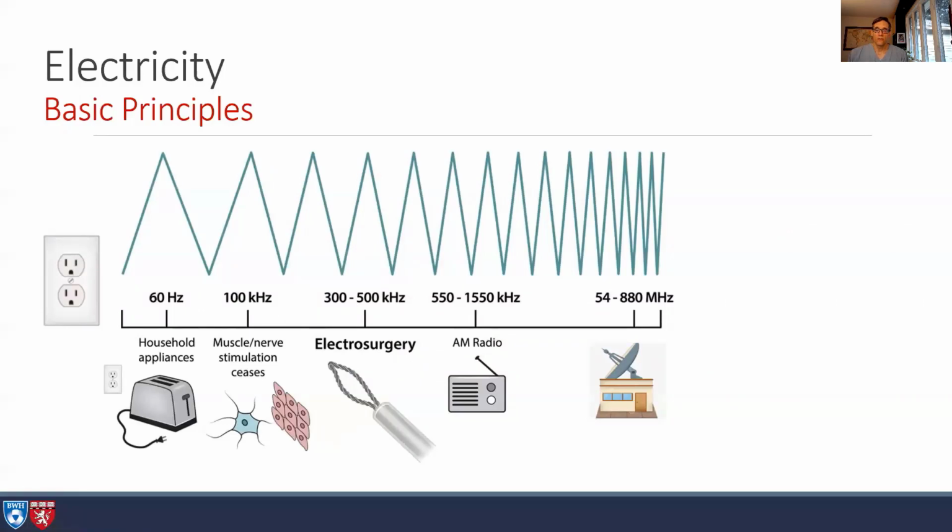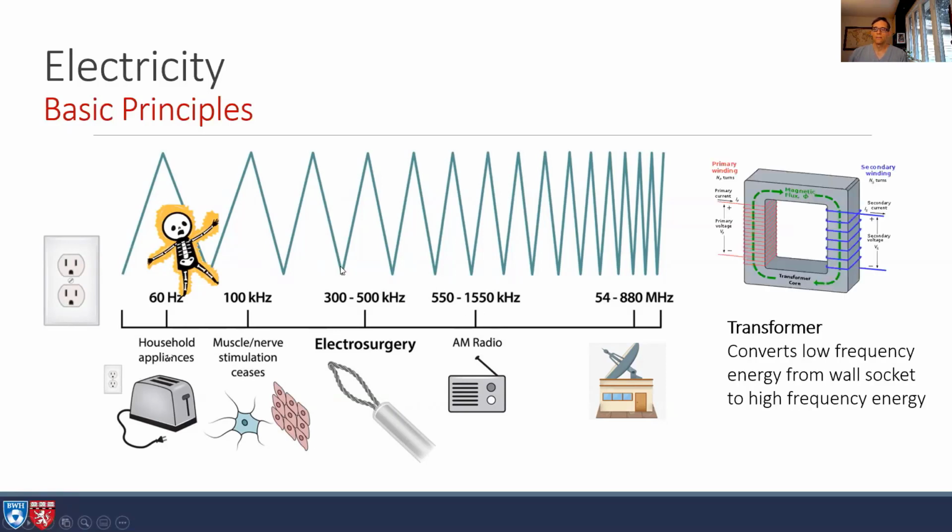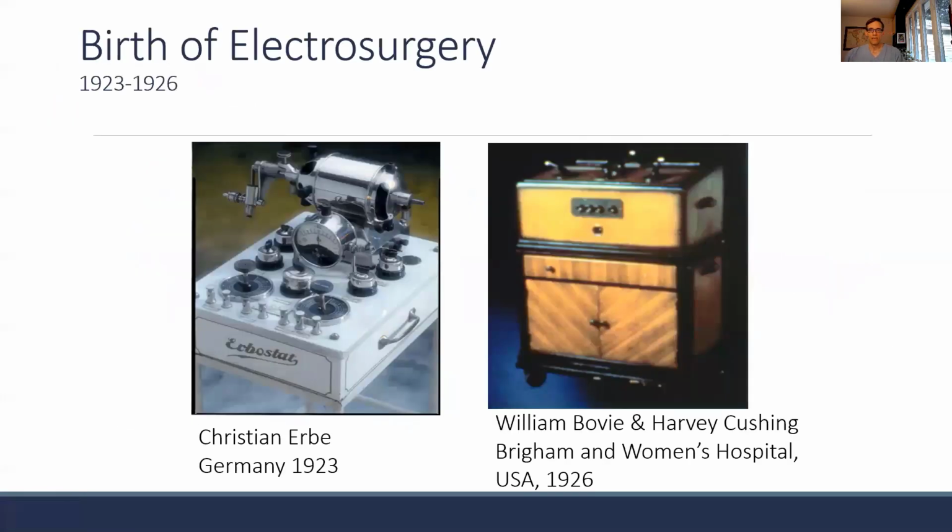Getting a little bit into waveforms, this is important. These longer waves, 60 hertz, are equivalent to household appliances. And these are the dangerous ones, because they're kind of in sync with our own nervous system. This is how we can become electrocuted. As you shorten those waves, and they become more intense, we get into the 300 to 500 kilohertz range, and this is where we see electrosurgical units. Transformers can be used to adjust the frequency of these waves, and that is what is in the electrosurgical unit.